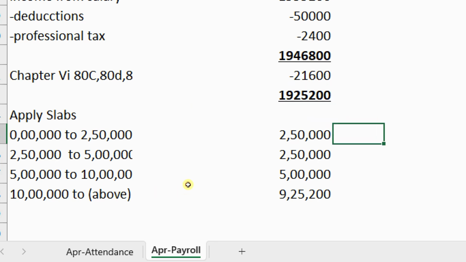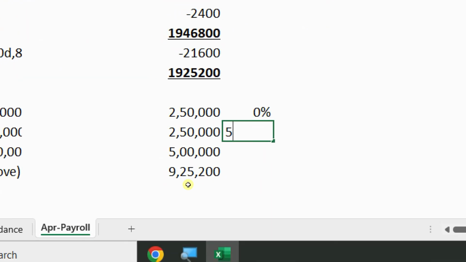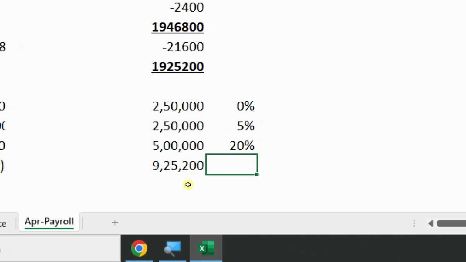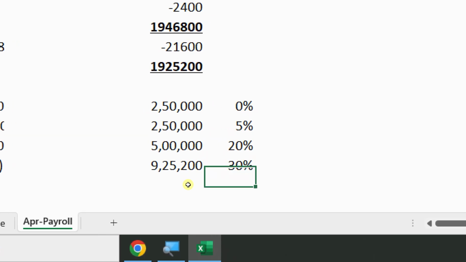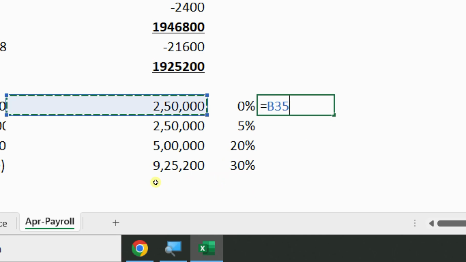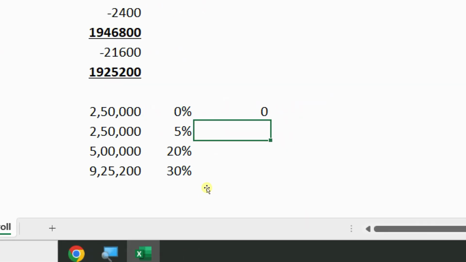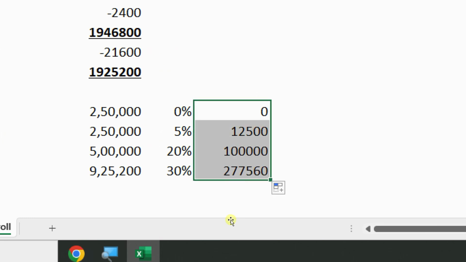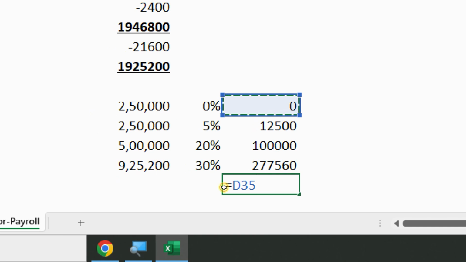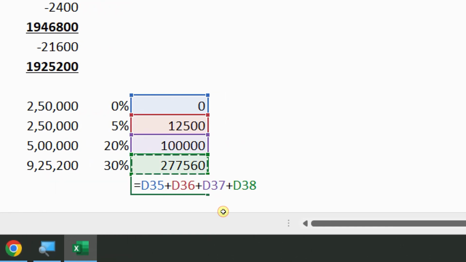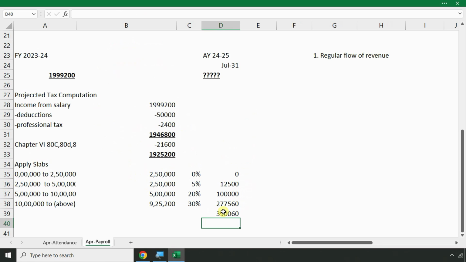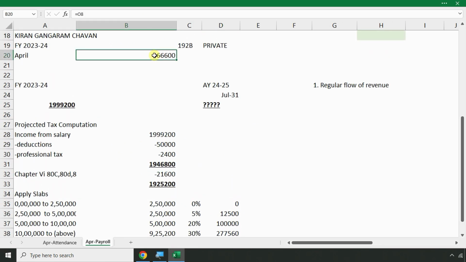4 slabs. Slab rate 0%, 5%, directly 30%. 2,50,000 into 3. So 0 plus 12 plus 1 lakh total tax. If I pay monthly 1,66,000, Kiran Gangaram will generate 19 lakhs, nearly 20 lakhs income in this year. He should pay taxes to government in the assessment year. How much?